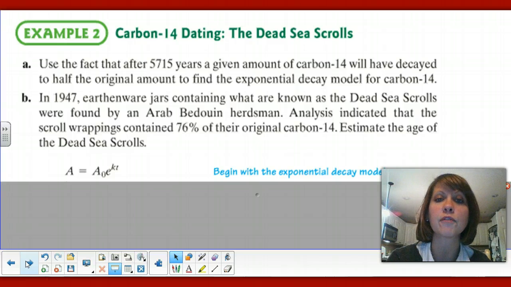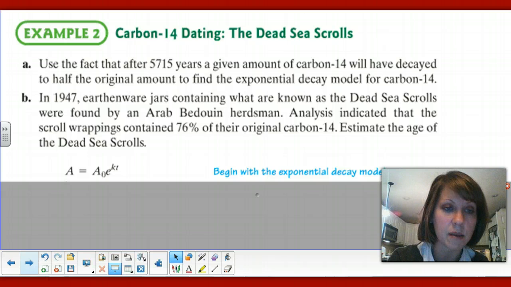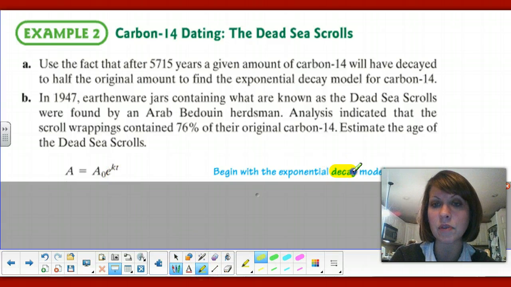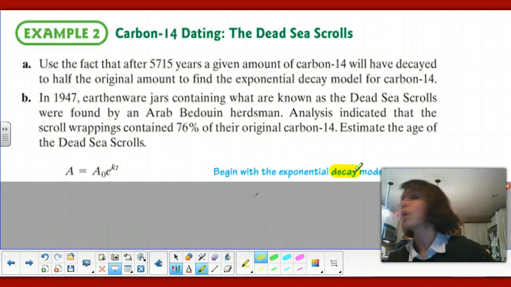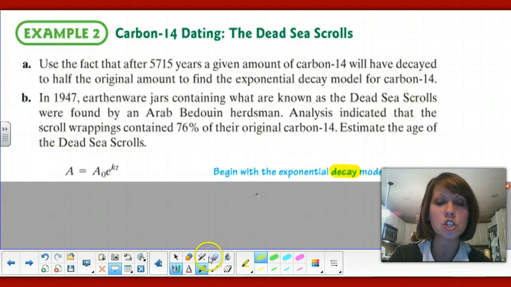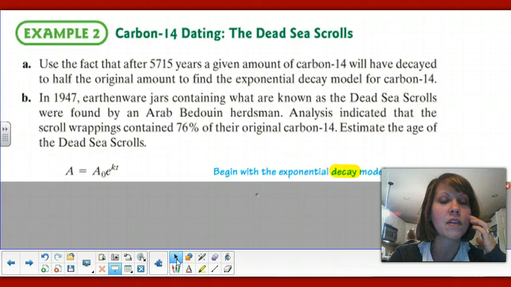Use the fact that after 5,715 years, this is example 2, same kind of problem. After 5,715 years, a given amount of carbon-14 will have decayed to half of the original amount. Find an exponential decay model. So we're going to use this, but if it is decay, then we have something we can expect. We will expect our rate, our K, to be negative. Just know that in my mind: if it's decay, then K is going to be negative.